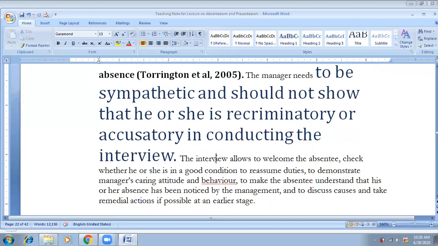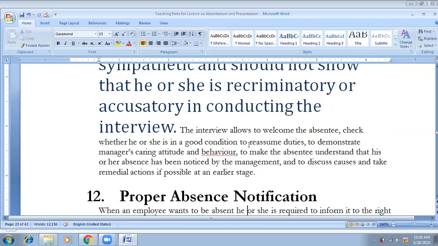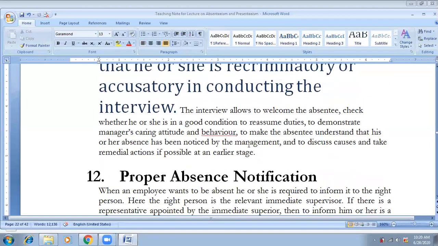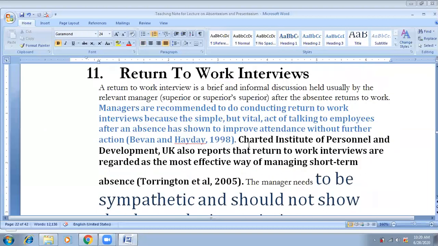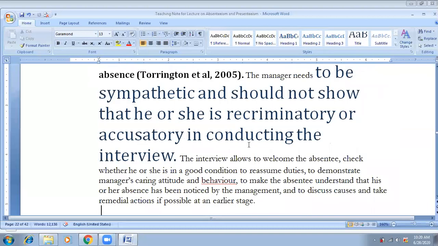Instead, the interview allows us to welcome the absentee, then check whether he or she is in good condition to resume duties, then demonstrate the manager's caring attitude and behavior, then make the absentee understand that his or her absence has been noticed by the management, and also discuss causes and take remedial actions if possible at an early stage. So these are the advantages of doing that interview. Therefore, even though we don't have Sri Lankan empirical evidence, I assume this is good for managing employee absenteeism. We can argue.